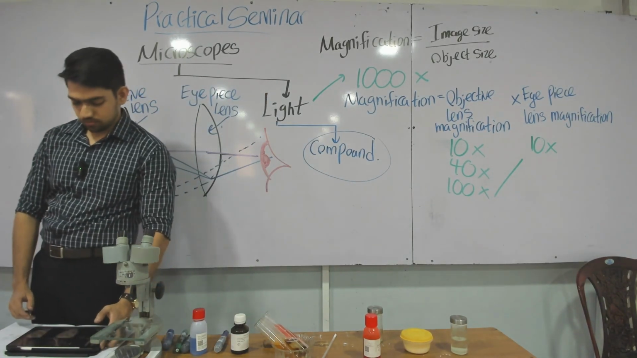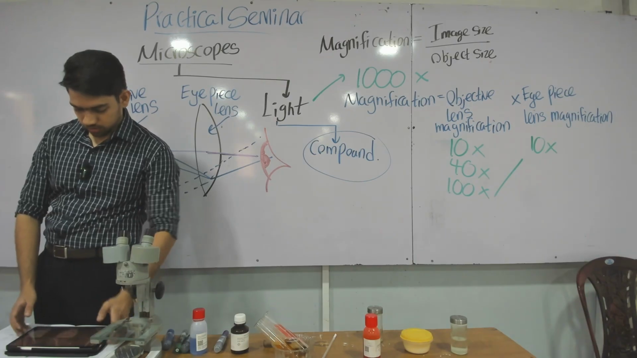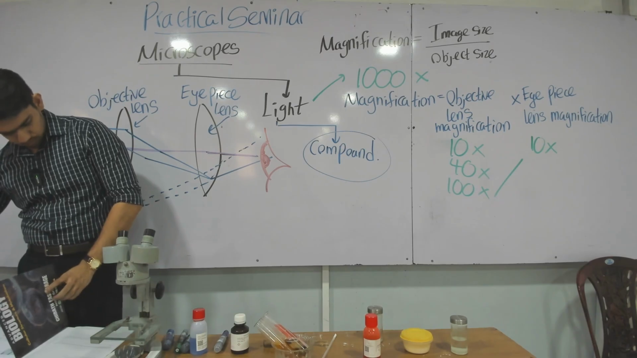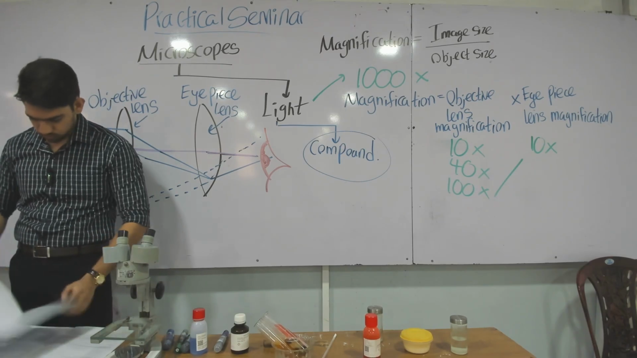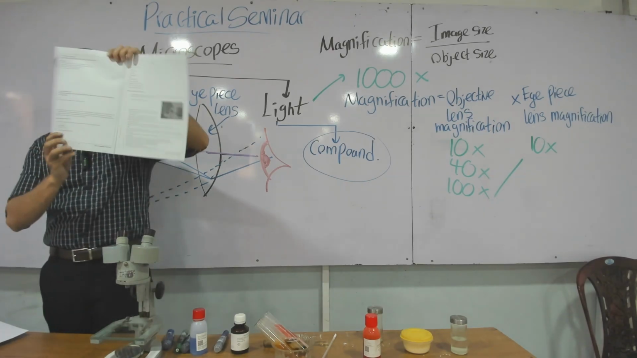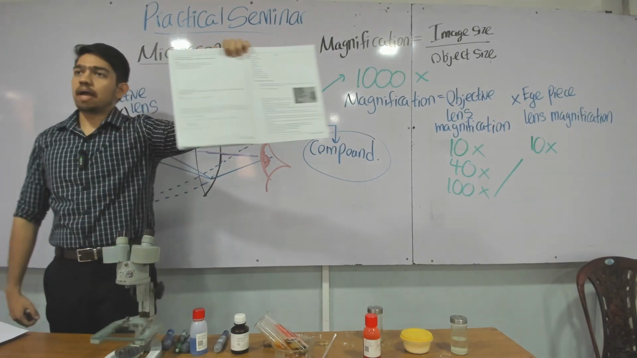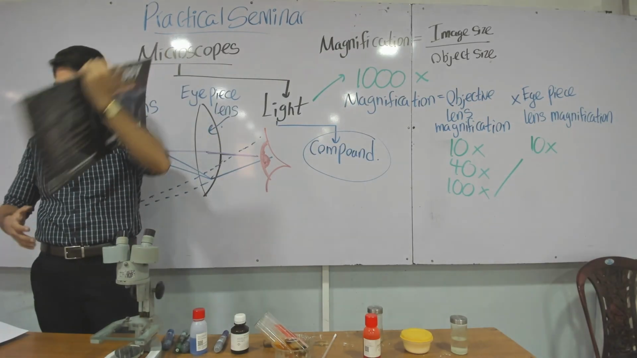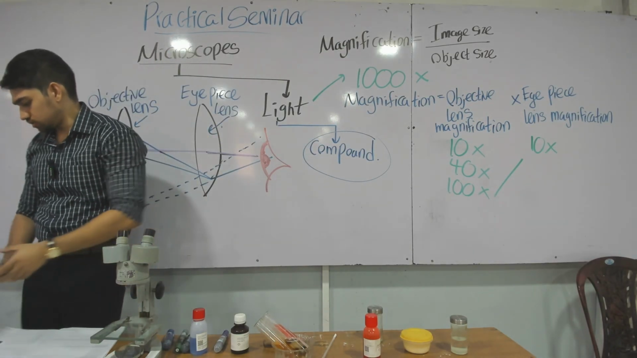Clear? So let's write this down. Question tube, page number 14. Magnification is killer. There are some dotted lines.